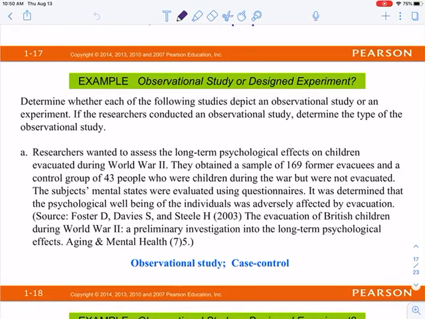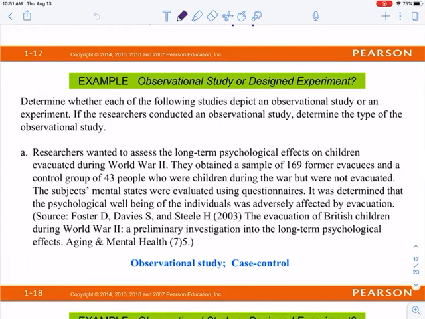Okay, so first, we want to determine whether each of the following studies depict an observational study or an experiment. If the researchers conducted an observational study, determine the type of observational study. So for A, researchers wanted to assess the long-term psychological effects on children evacuated during World War II. They obtained a sample of 169 former evacuees and a control group of 43 people who were children during the war but were not evacuated.